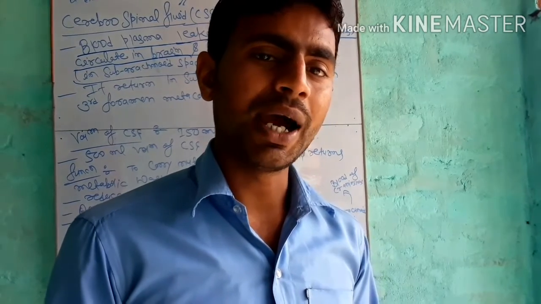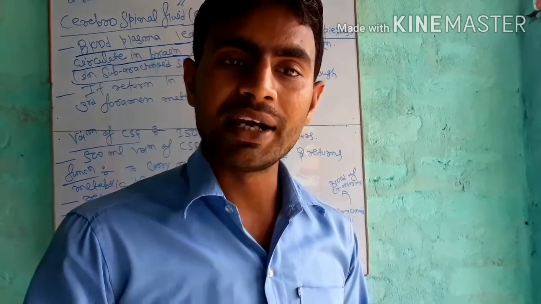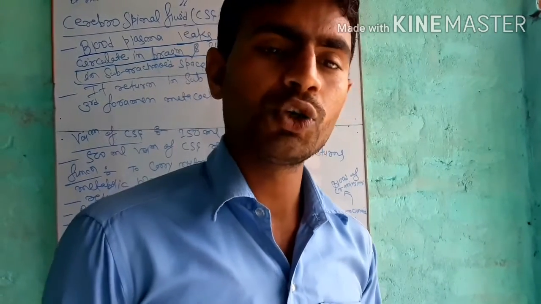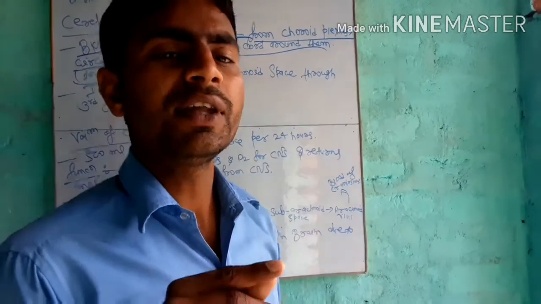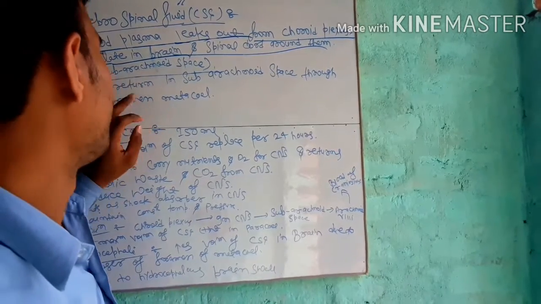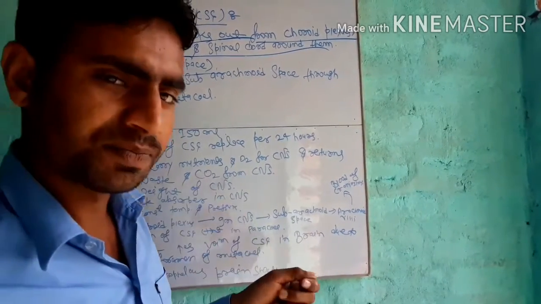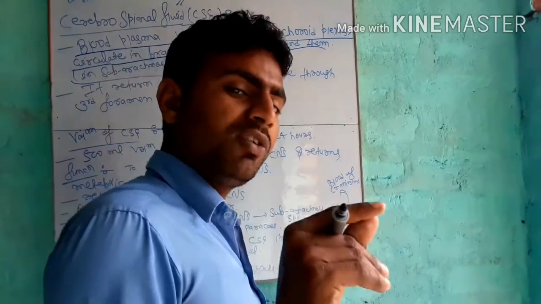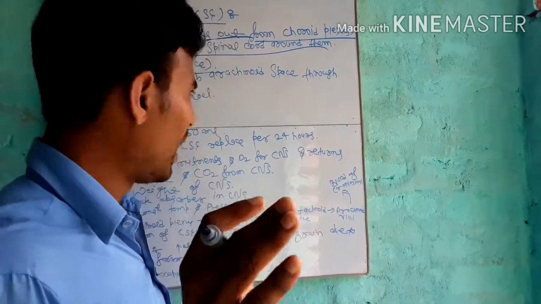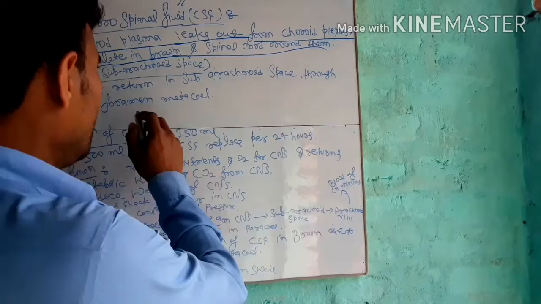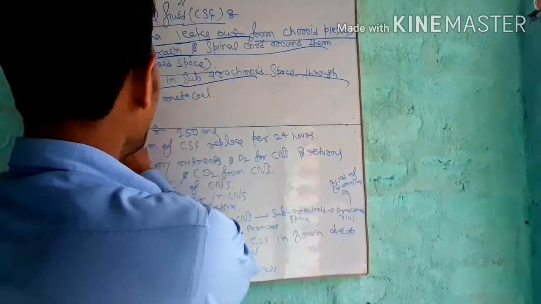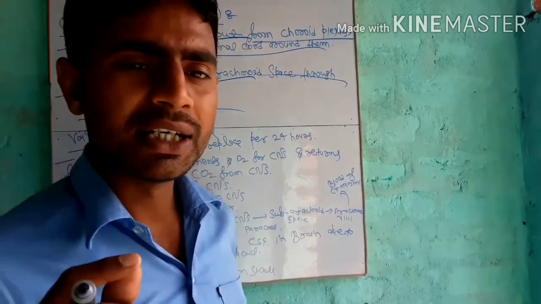Arachnoid matter. After that comes the subarachnoid space, and after that the pia matter is present. In the subarachnoid space, cerebrospinal fluid is present. This means cerebrospinal fluid is present in the subarachnoid space, and it comes from the foramen of Magendie.